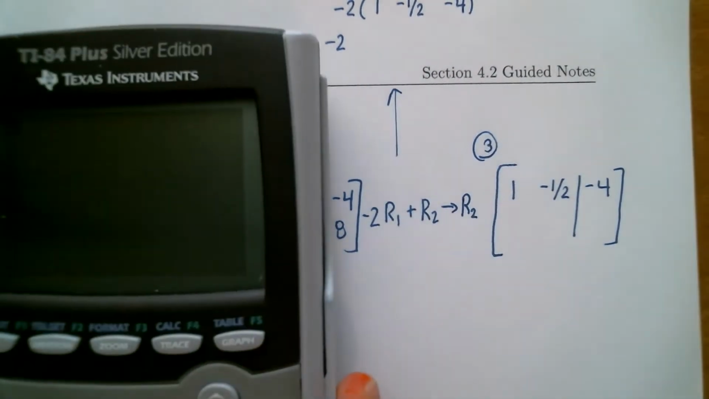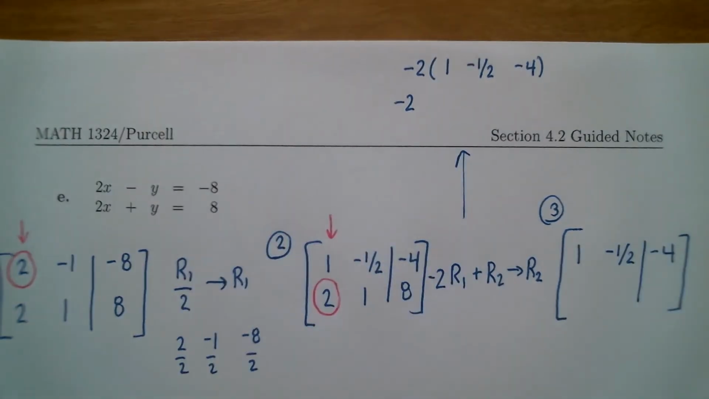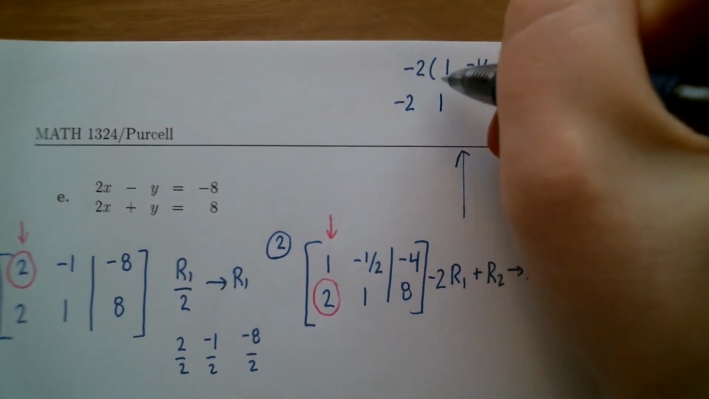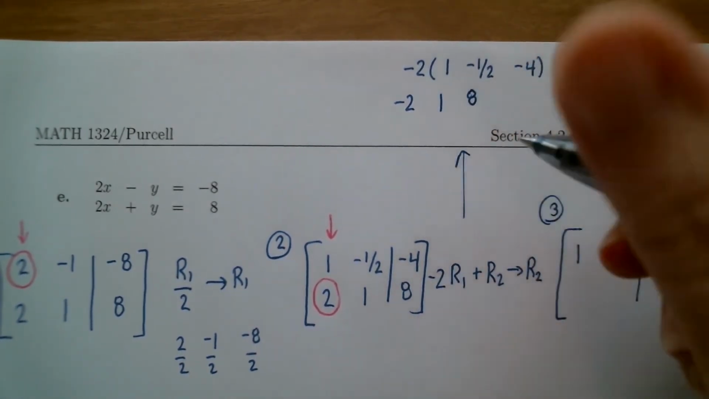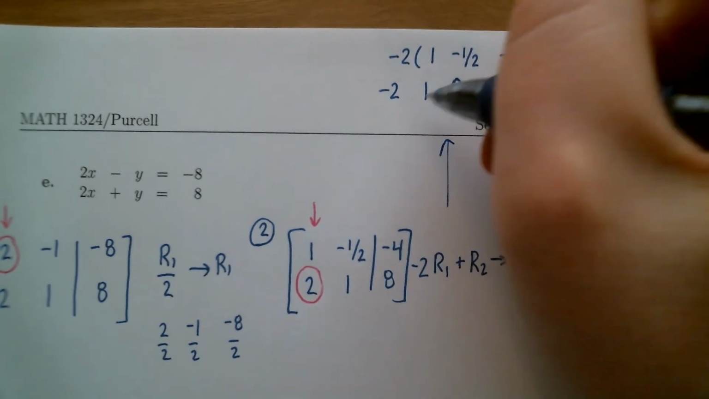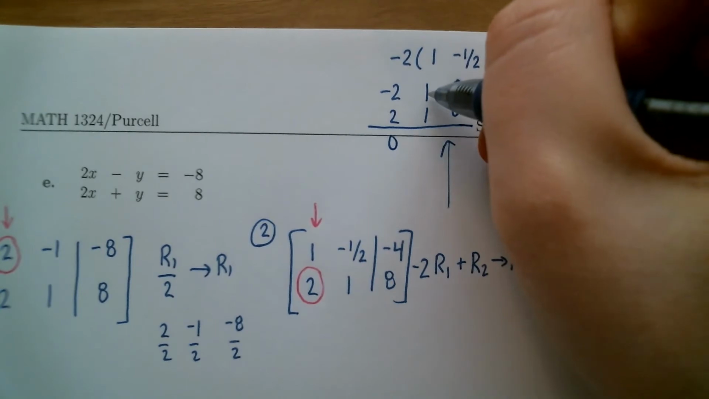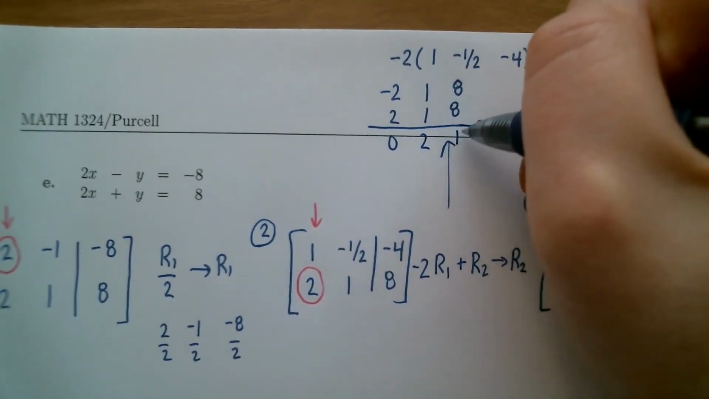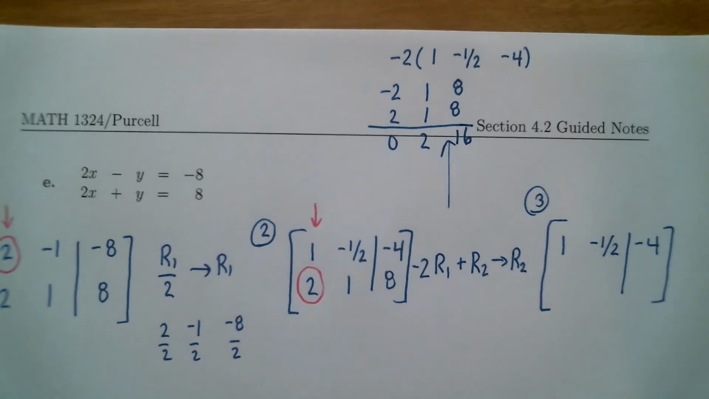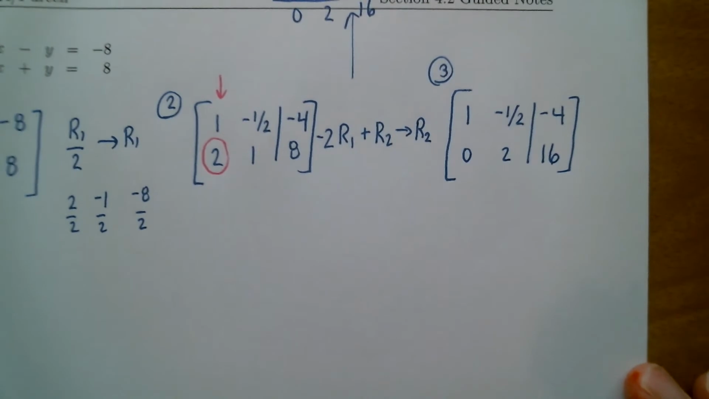Let's do negative 2 times negative 1/2. That's going to give you positive 1. So negative 2, positive 1, and then negative 2 times negative 4 is positive 8. We are adding that back to the second row. The second row is 2, 1, 8. So you're going to get negative 2 plus 2 is 0, 1 plus 1 is 2, 8 plus 8 is 16. So 0, 2, 16 is your new second row. That is your third matrix right there.